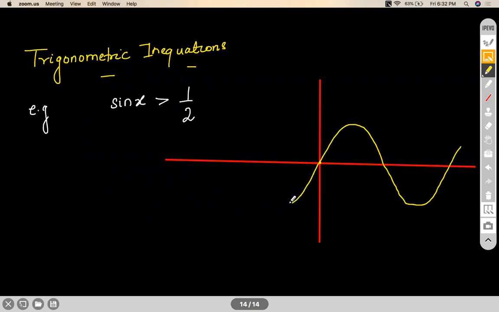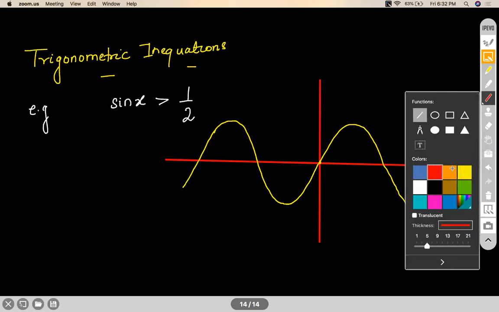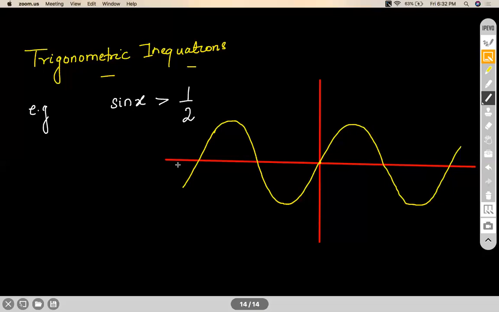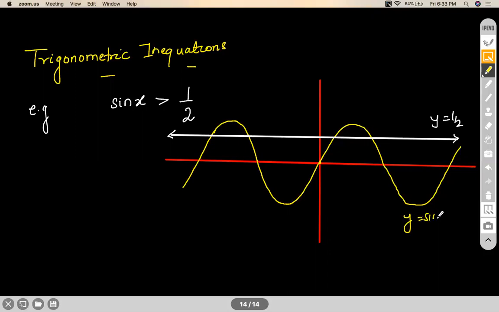Like this. It will keep on going on and on forever. Now what I'm going to do is make a line y equal to half. So this line that you see is your line y equal to half. Which two graphs have I made? One is the sin x graph and the other is the y equal to half graph.